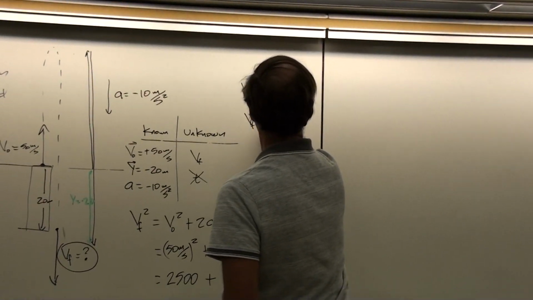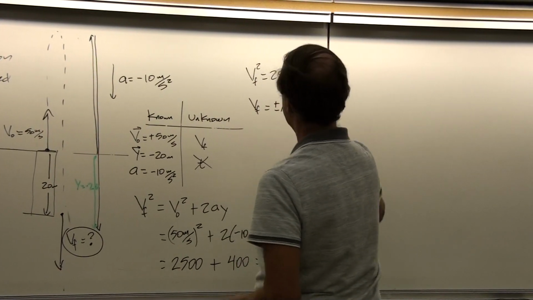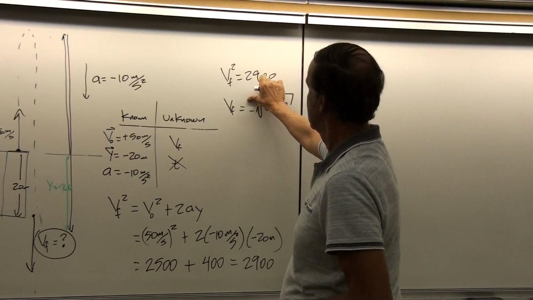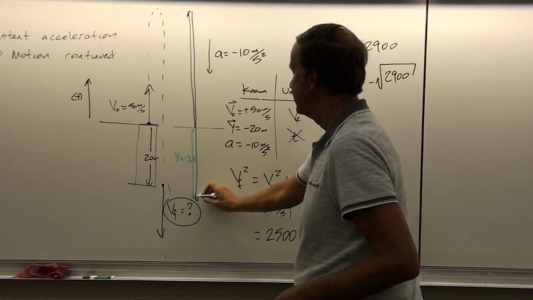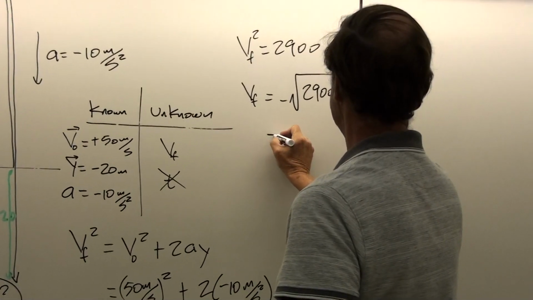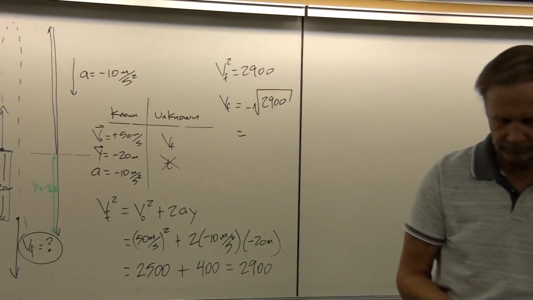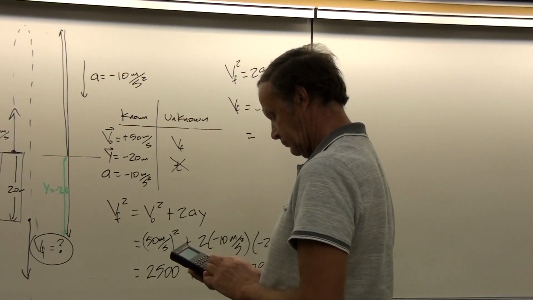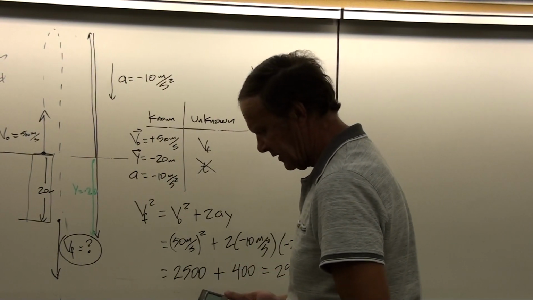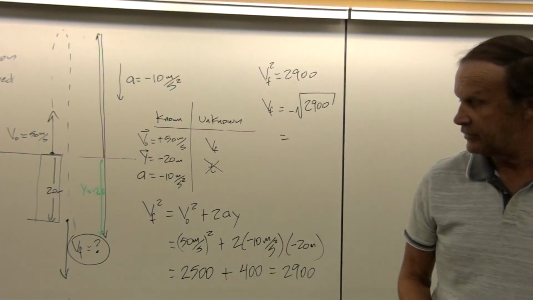Or v final is equal to plus or minus root of 2,900. In this case, the plus root has no meaning because clearly the mass is moving in the negative direction. And so this would be negative square root of 2,900. And that would give us 53.8 meters per second.